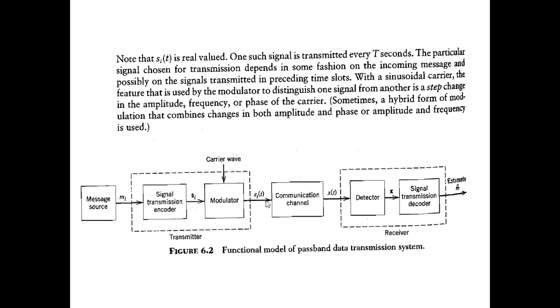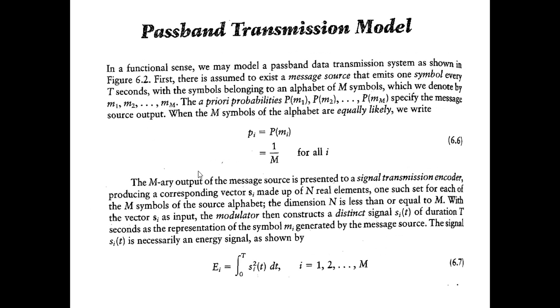What is the meaning of that? The signal transmission encoder receives the mi signal and generates an si signal in vector form. Here s in bold means it represents a vector. So each signal i represents some vector. So for all the signals there is a table of vectors.